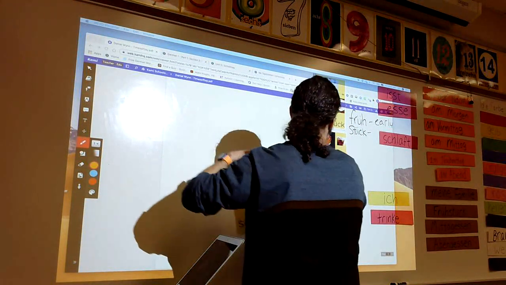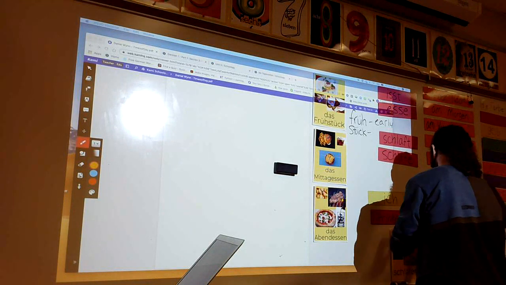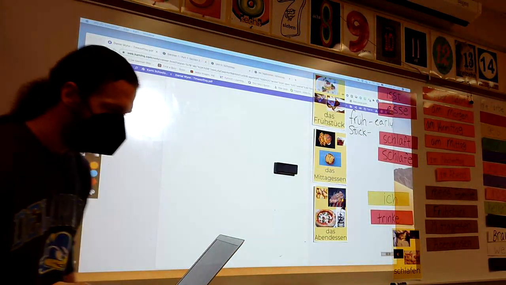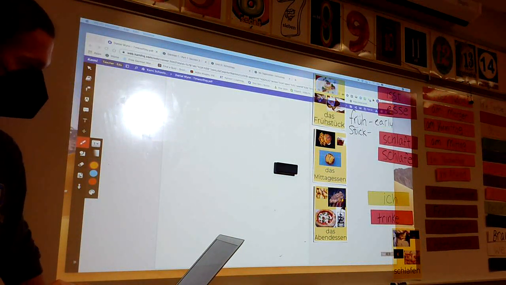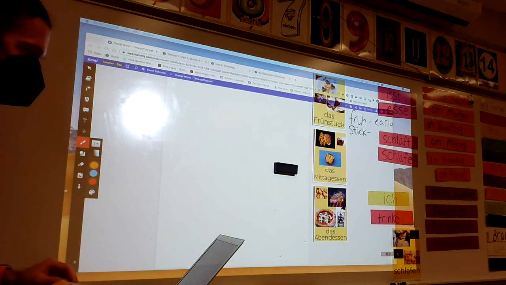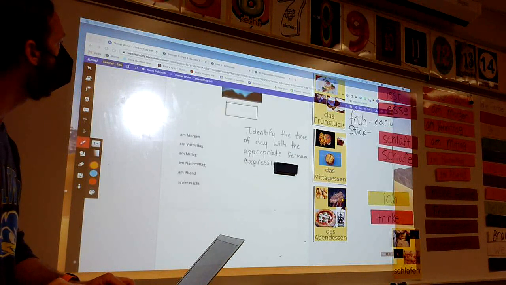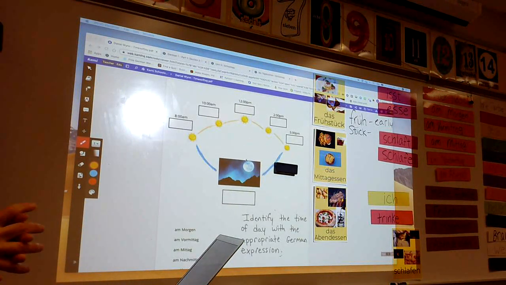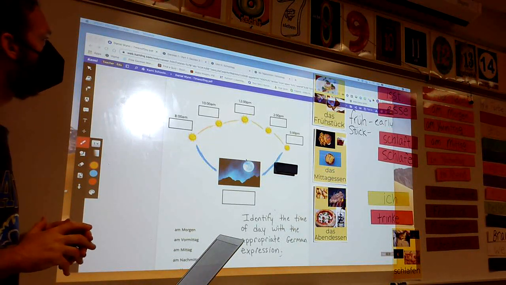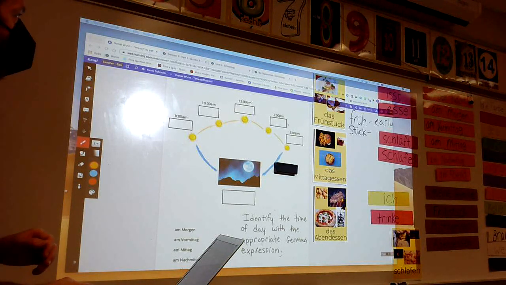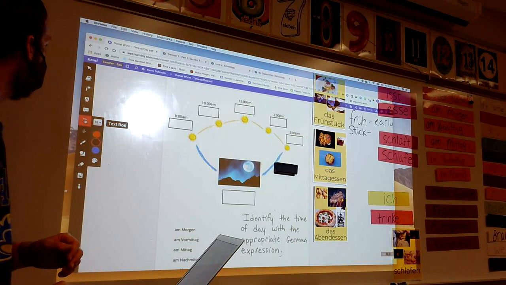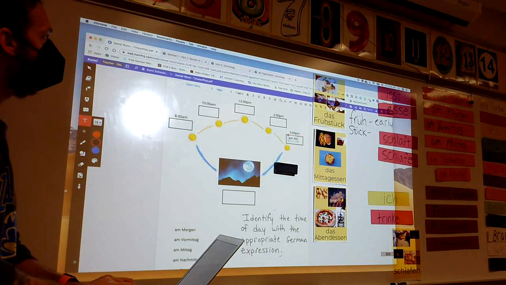Okay, so let's have a look at the chart. All right, so we have 8 a.m., 10 a.m., 12 p.m., 2 p.m., and 5 p.m. Who wants to tell me? You can pick any of the times and tell me which time of day would fit into one of those sections, one of those boxes. Nick? Am Abend would fit in the last one. Very good. Or at 5. So I'm going to type am Abend.